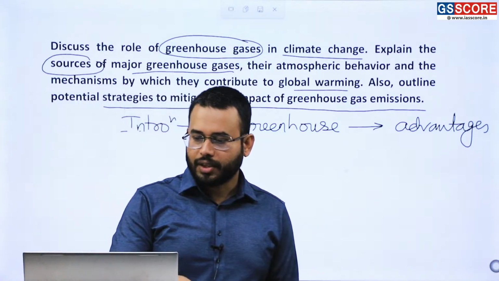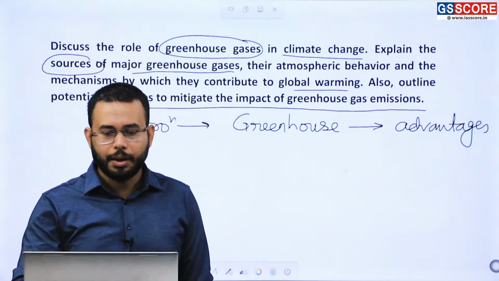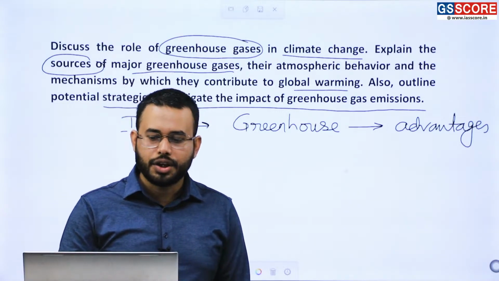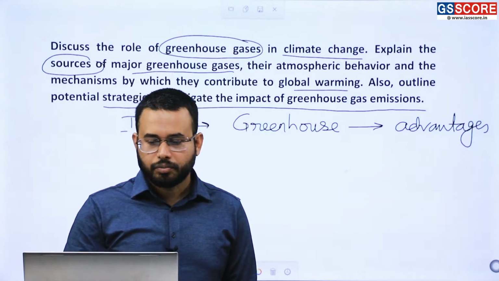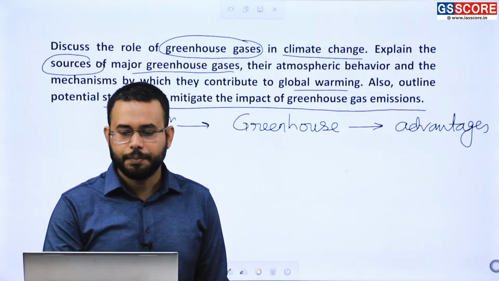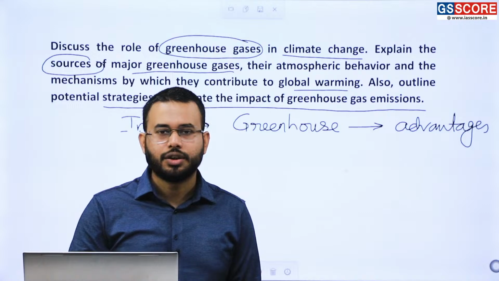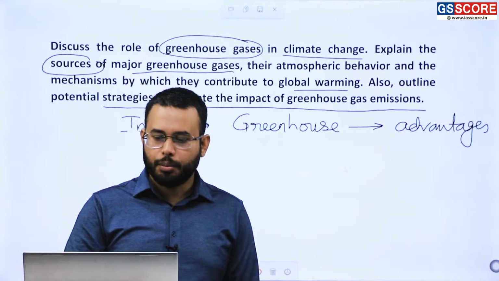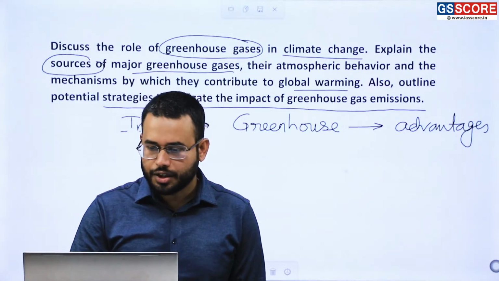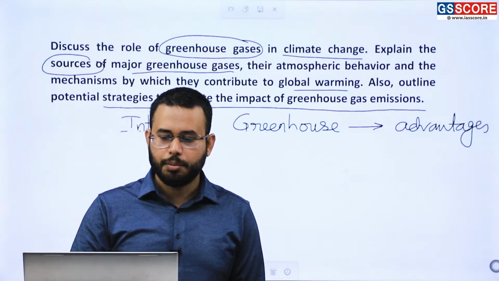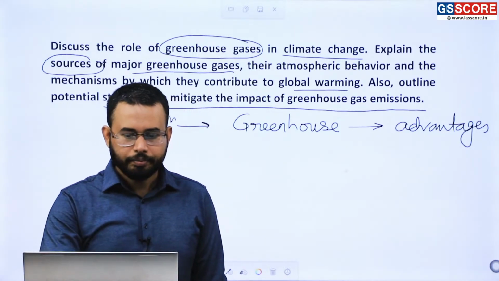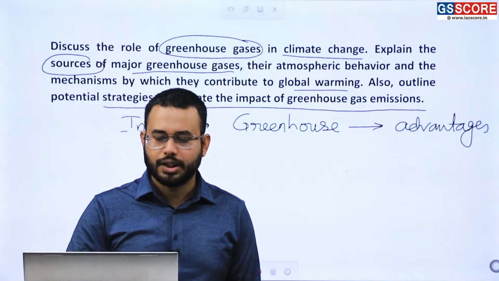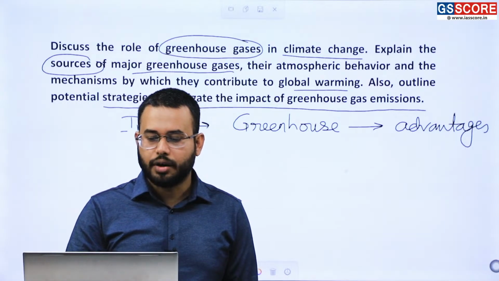For example, carbon dioxide is generated primarily from the burning of fossil fuels like coal, oil and natural gas, deforestation, land use changes, etc. Methane is produced by livestock digestion, rice cultivation, landfills, coal mining and natural gas production. Nitrous oxide is emitted from agricultural practices such as fertilizer use, animal manure, industrial processes and combustion of fossil fuel. Fluorinated gases, which include hydrofluorocarbons, perfluorocarbons, sulfur hexafluoride and nitrogen trifluoride.